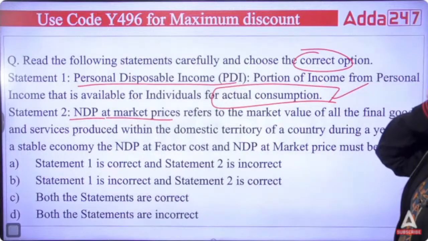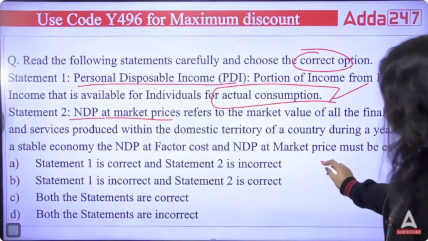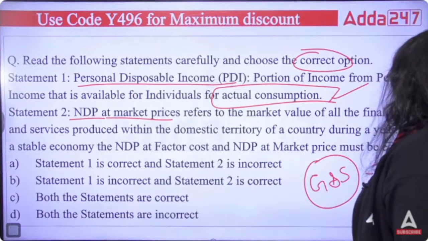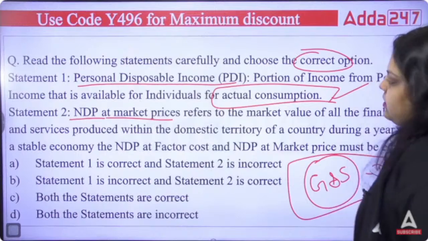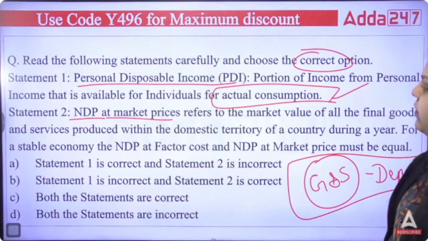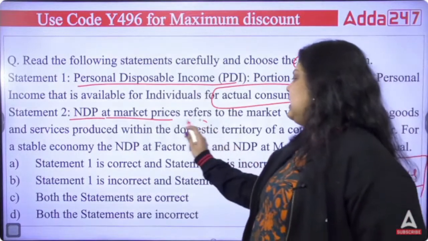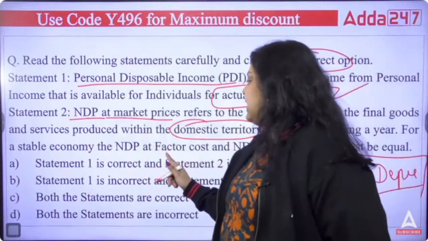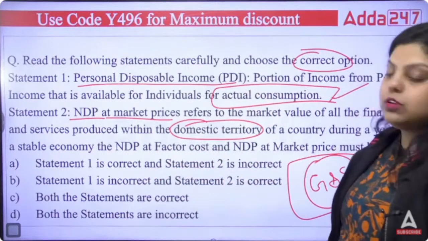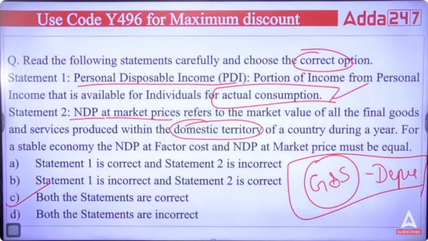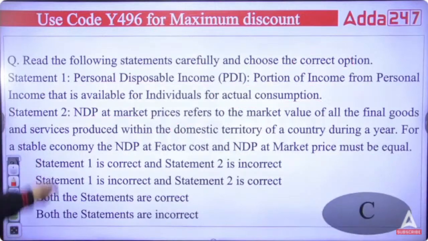Second is saying NDP. So NDP is net domestic product. The production should be within the geographical boundary and the depreciation has to be subtracted. This is your NDP. Okay, so the option is saying NDP at market price refers to the market value of all final goods and services within the domestic territory. This is true. Now, during a year, for a stable economy, the NDP at factor cost and NDP at market price must be equal. And this is true. Both the statements are true about NDP and personal disposable income.